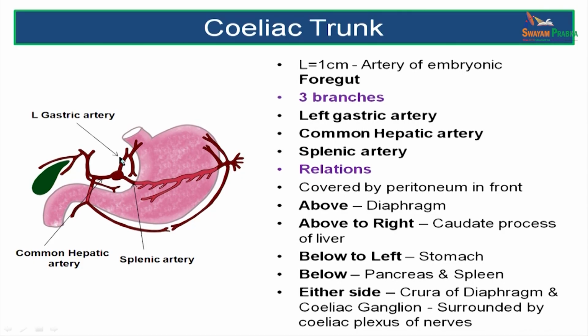Let's look at the first of these branches we have mentioned, the celiac trunk. The celiac trunk is a very short vessel which immediately divides into its various branches. These are the left gastric artery, the splenic artery and the common hepatic artery. This celiac trunk is related to various structures like the diaphragm, the liver, the stomach, the pancreas and spleen as well as the celiac ganglion and plexus of nerves.